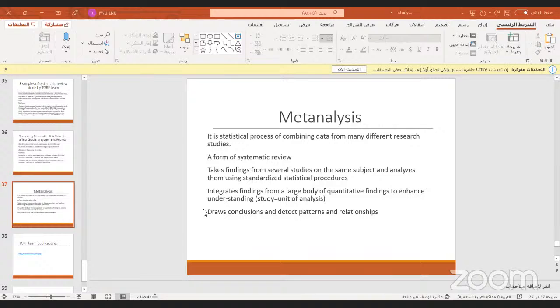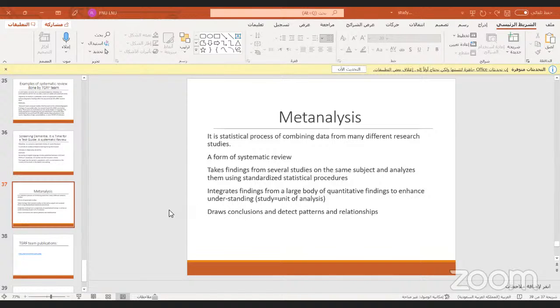Finally, the meta-analysis. It is the most valued study design, a statistical process of combining data from many different research studies. It's a broader form of systematic review, taking findings from several studies on the same subject and analyzing them using standardized statistical procedures. It integrates the findings from the large body of quantitative findings to enhance understanding. The concept is that every study is a unit of analysis, and finally it draws conclusions and detects patterns and relationships.